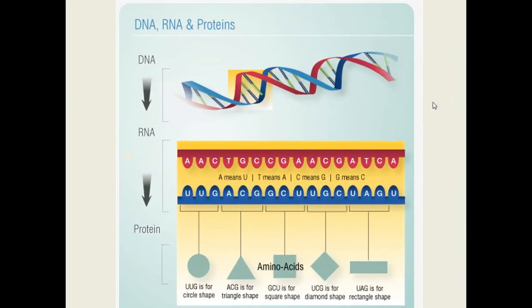All right, this is just another example, showing it in a little different way. So we have our DNA, right? It gives us our instructions for RNA, and then our RNA gives us our instructions for proteins. Over the next couple of weeks, we're going to be going through this more.